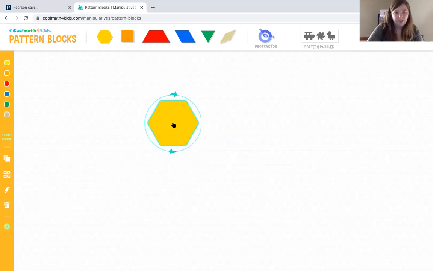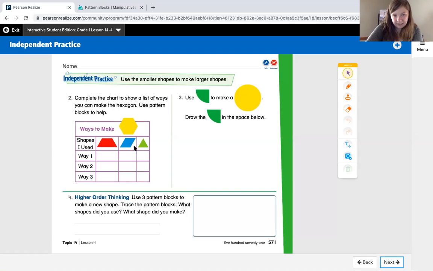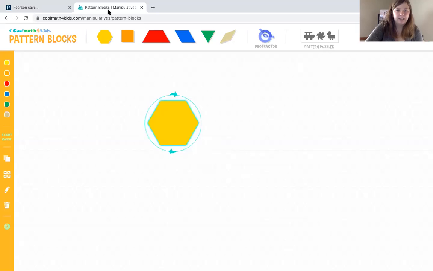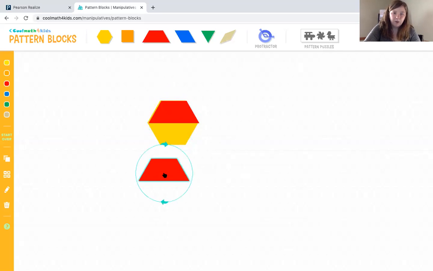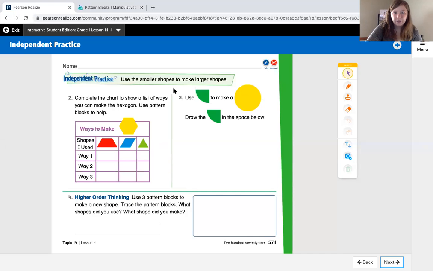All right, so we have our big yellow shape, and it wants us to use red pieces, blue pieces, and green pieces. So we already know we can make 1 large yellow shape by using 2 smaller red shapes. So that is one way to make it. So I'm going to fill that in on our chart. So I used 2 red, 0 blue, and 0 green.